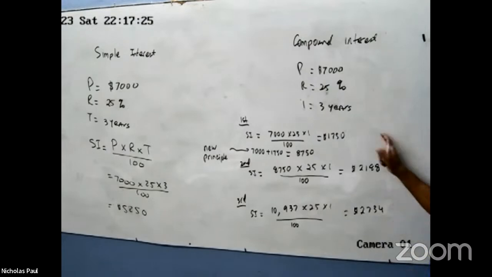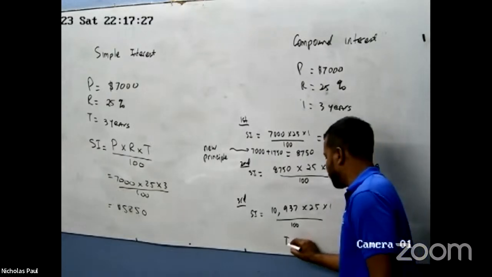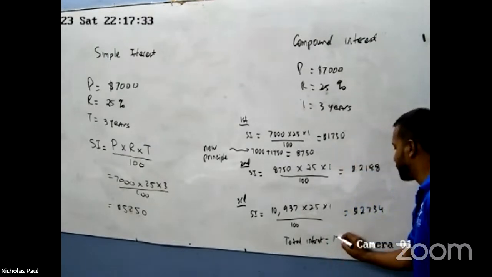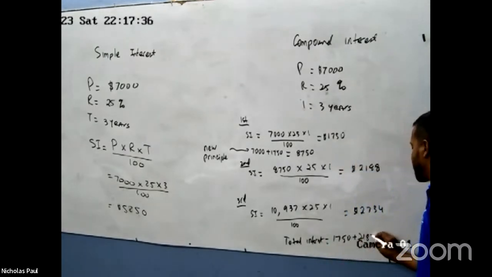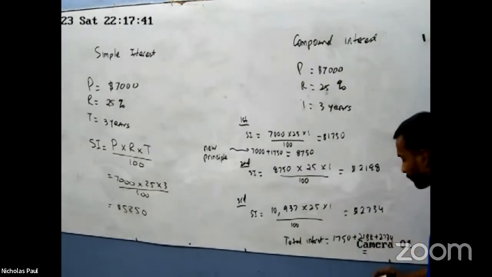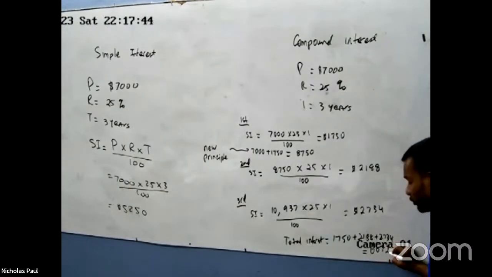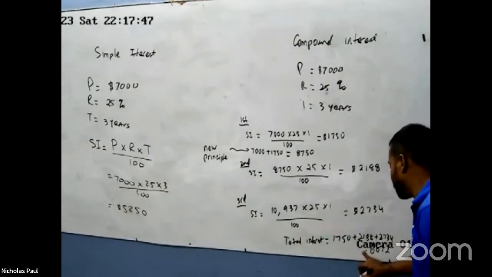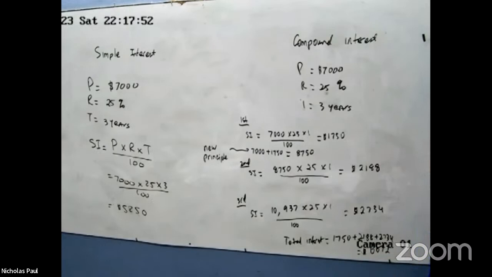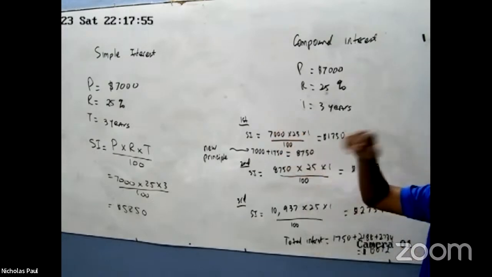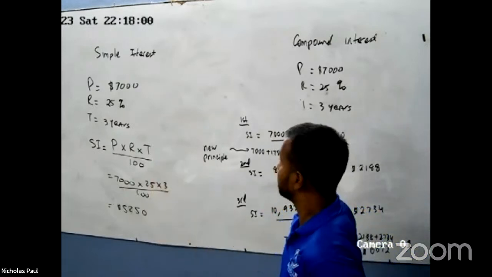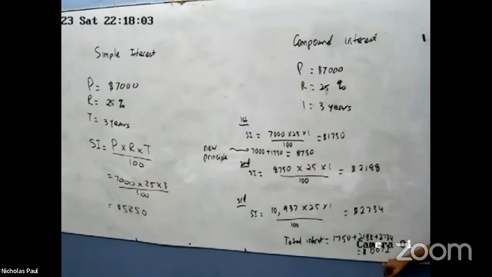So we have 1, 2, 3. Therefore the total interest is 1,750 plus 2,188 plus 2,734, which is 6,672. So that's the total interest on compound interest. Right, 6,672.